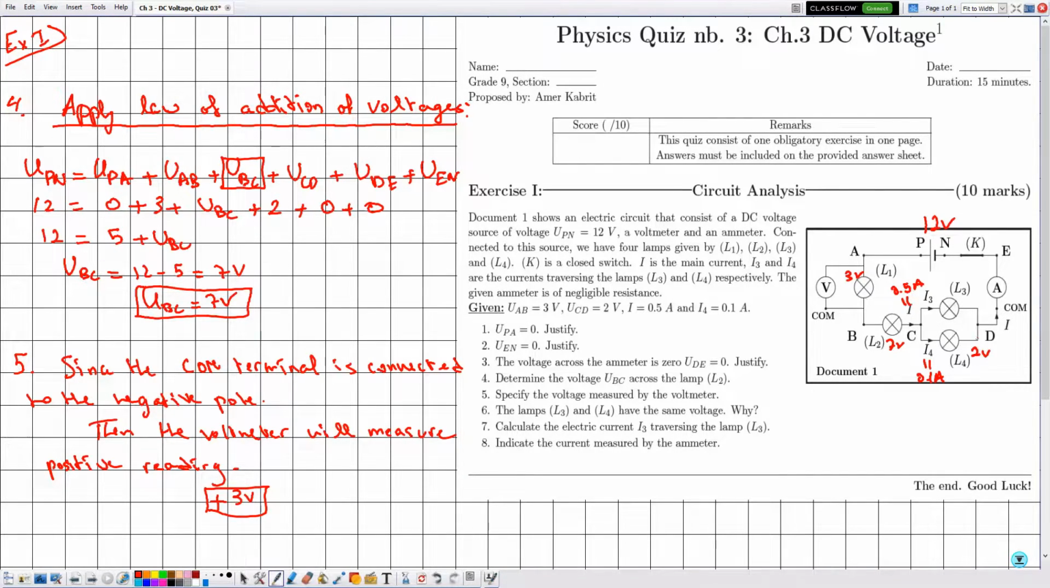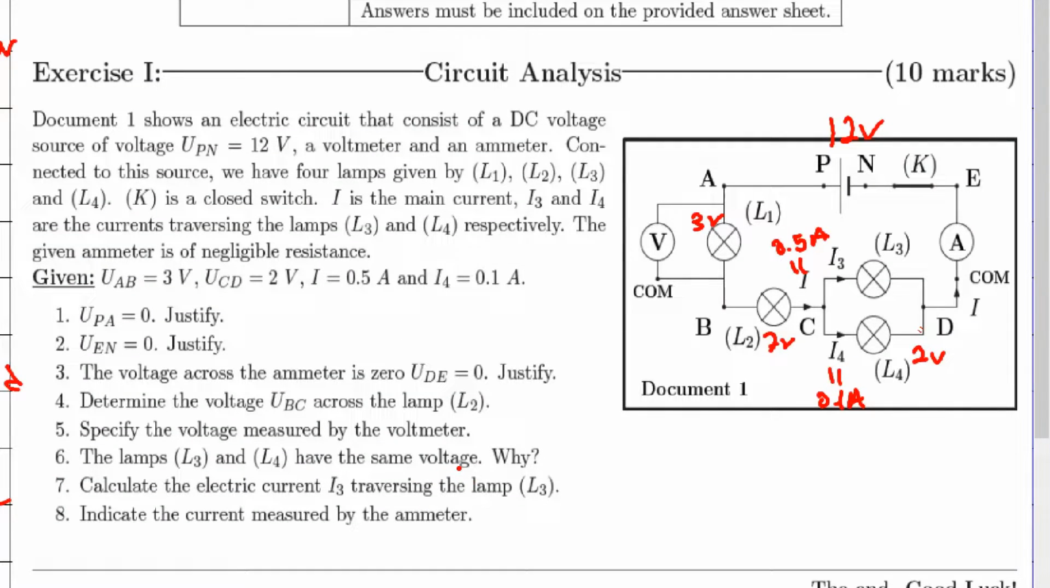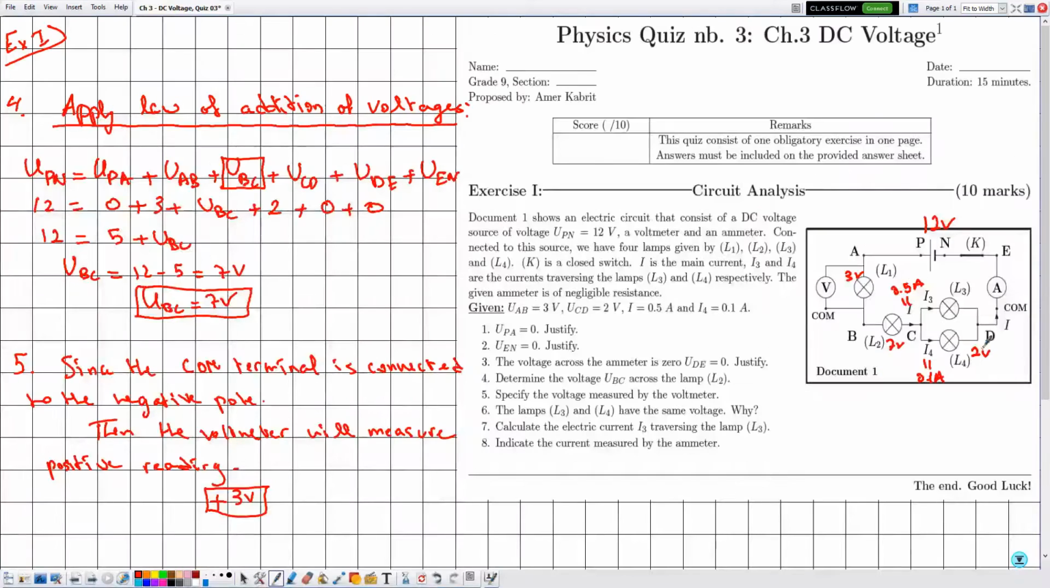Now in number 6 they are telling me the lamps L3 and L4 have the same voltage. Why? Here they are asking for justification and not for calculation. So notice that the lamps L3 and L4 have two terminals in common, and they are given by the terminals C and D. So let's say that they are first connected in parallel.